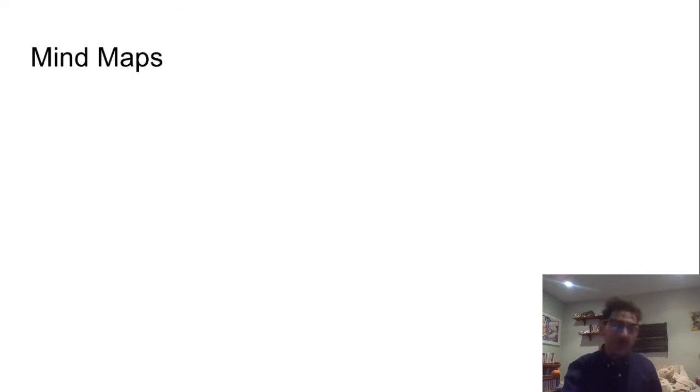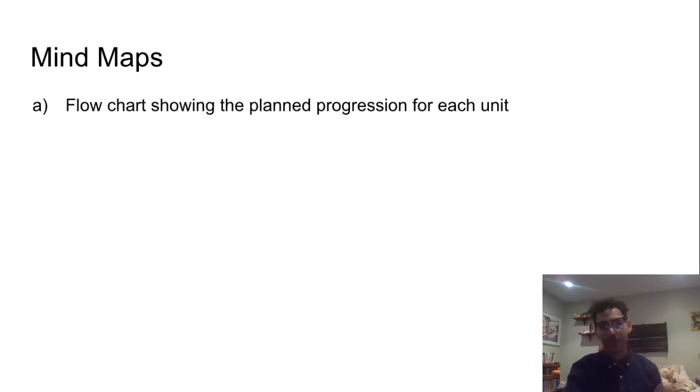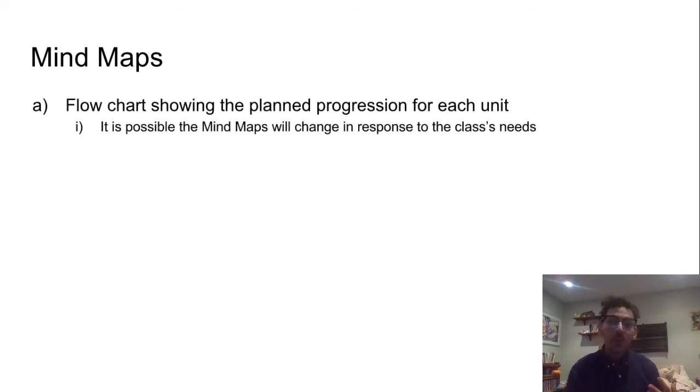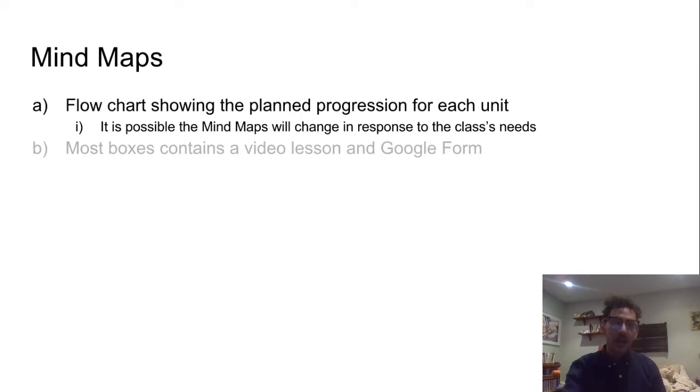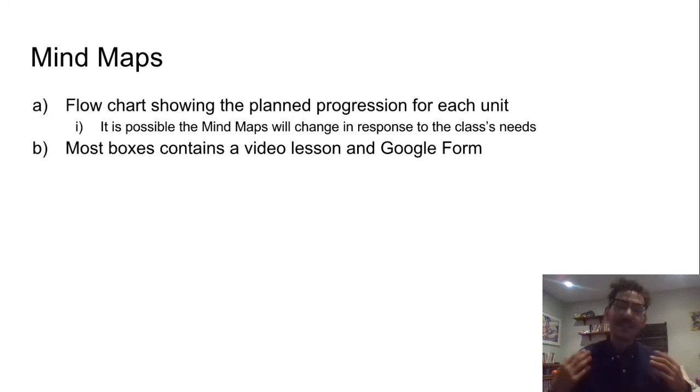So the mind map. What's a mind map? Well, it's just a fun name for a flow chart that shows the progression for each unit. But it's real cool. And so it may change in response to the class's needs. I'm preparing them, but they are not set in stone. And it has boxes in it, a flow chart that shows what we're going to do. And these boxes contain links to, for most of them, a video lesson and a Google form.